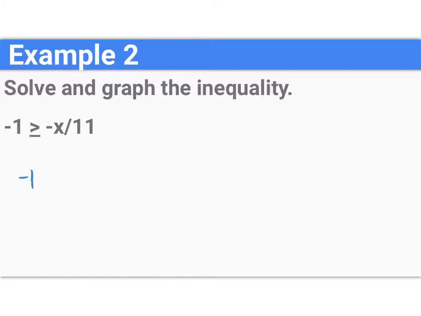Okay, so we have negative 1 is greater than or equal to negative x over 11. So this means we multiply both sides by negative 11. Multiply by negative 11. This becomes 11. The sign flips because we multiply by a negative. We're going to flip everything around.